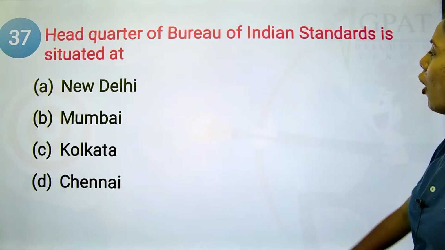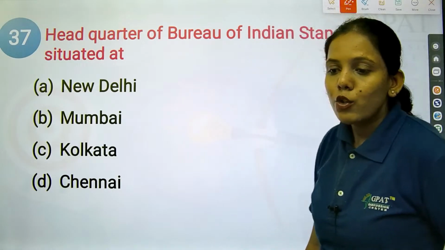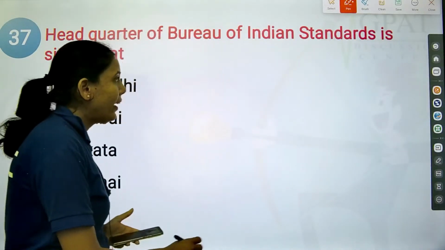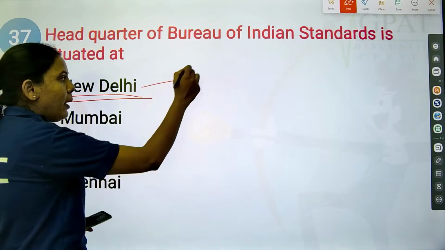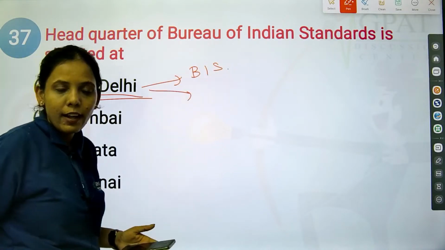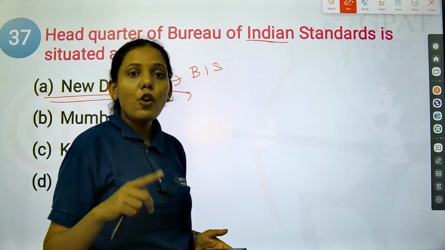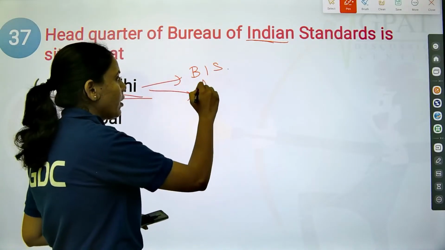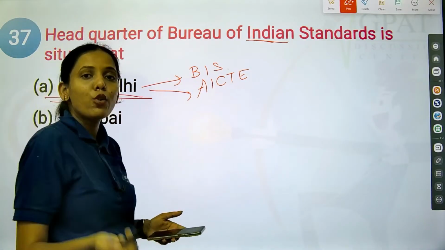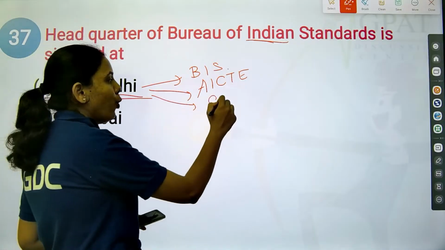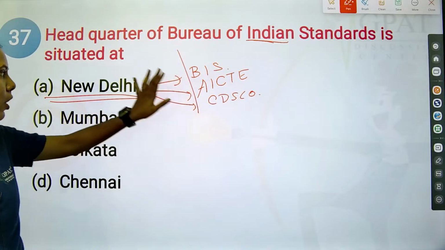The next is, the headquarters of the Bureau of Indian Standards is situated at? Remember, the Bureau of Indian Standards is situated at New Delhi. It is related to India, right? So the capital of India, that is New Delhi. Next is AICTE, All India Council for Technical Education. In this also the Indian word is there, so its headquarters is also located in New Delhi. Next comes CDSCO, the regulatory body of India. So again, the capital of India. So these 3 have their headquarters in New Delhi.